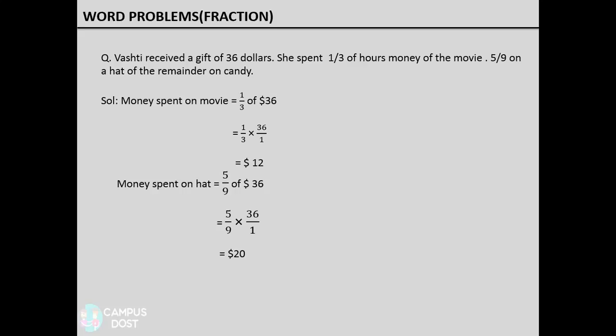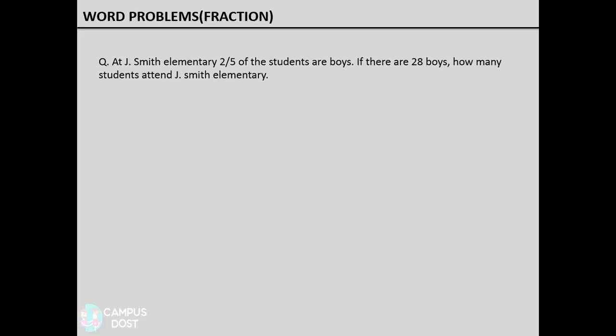So, from this, we can see that she spent a total of $32 on the movie and hat. If she spent her remaining money on candy and she had $36 to begin, she must have spent $4 on candy. Okay, let's try one last question.